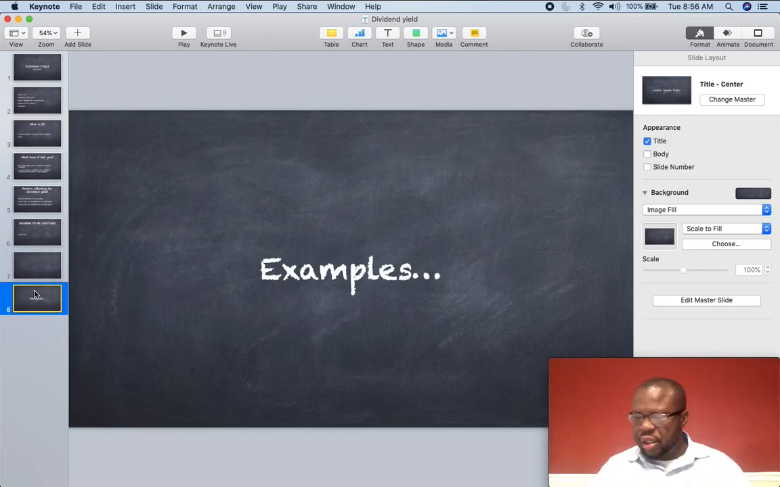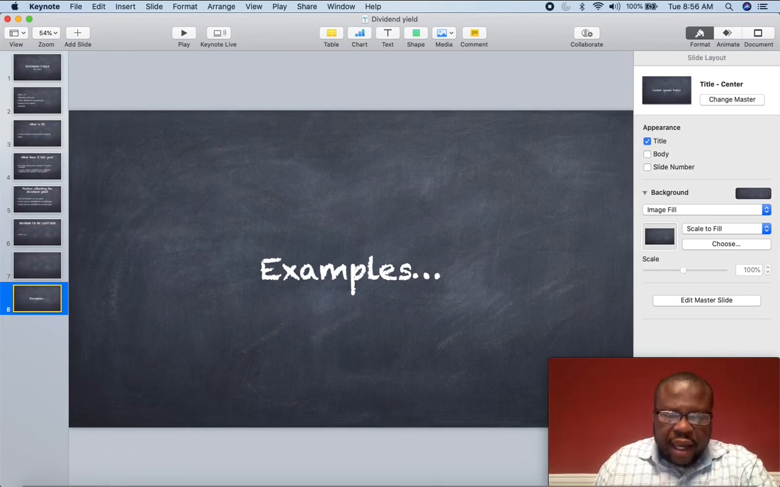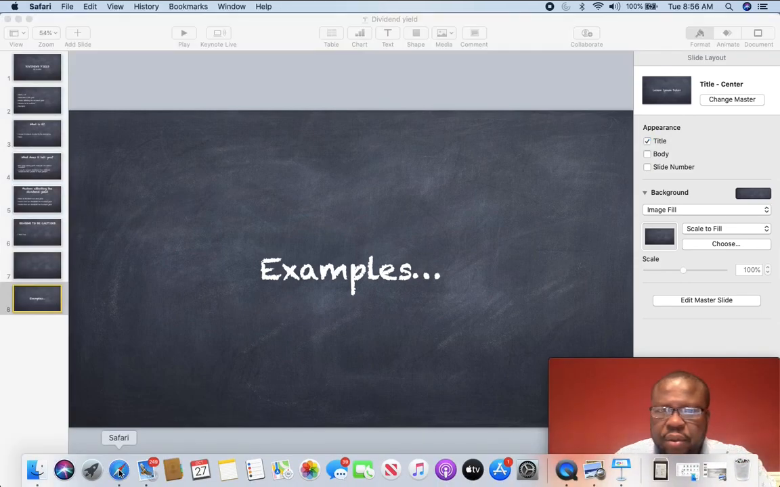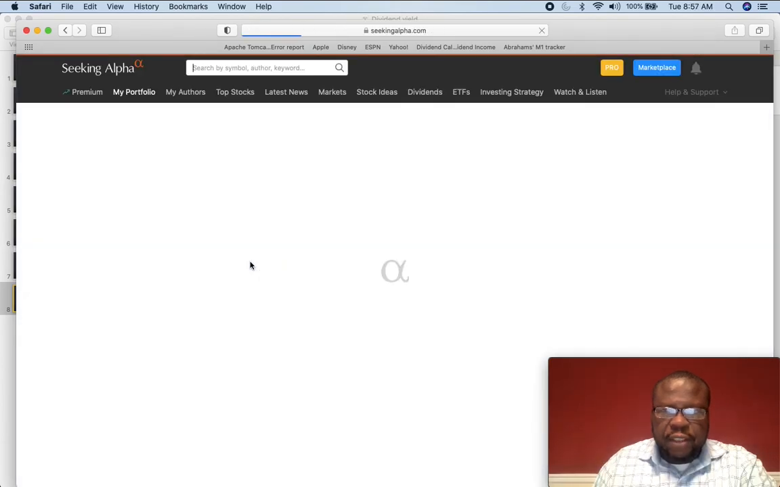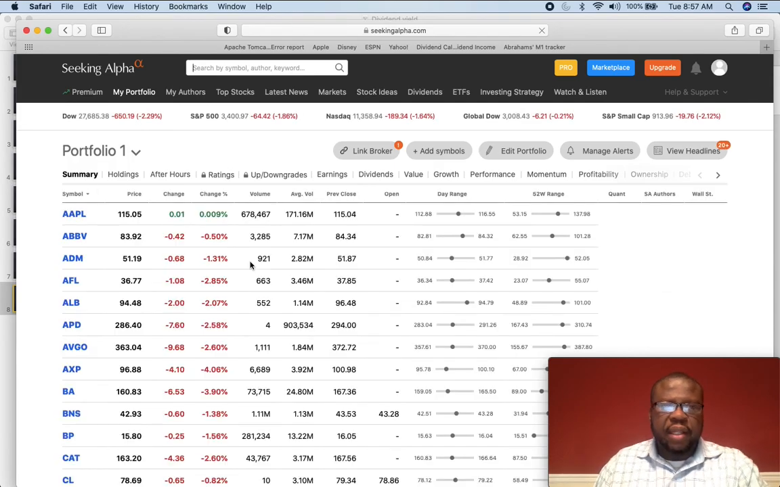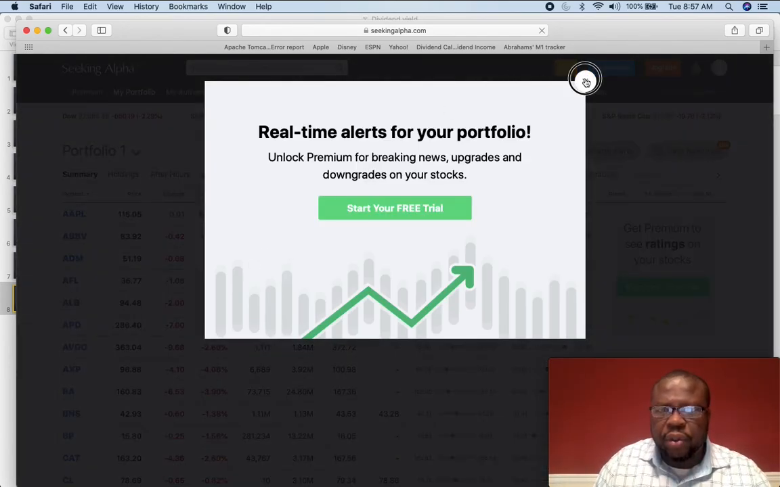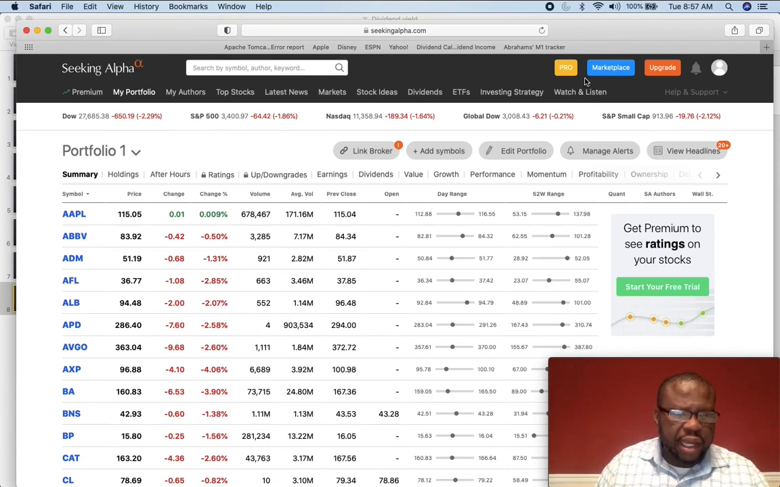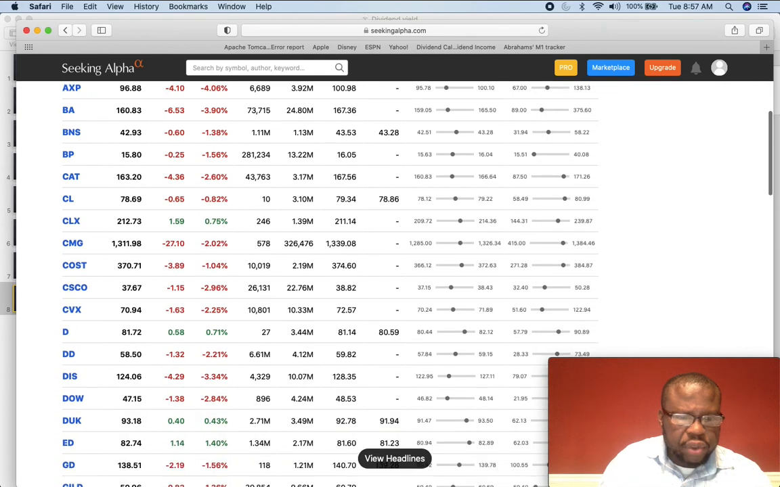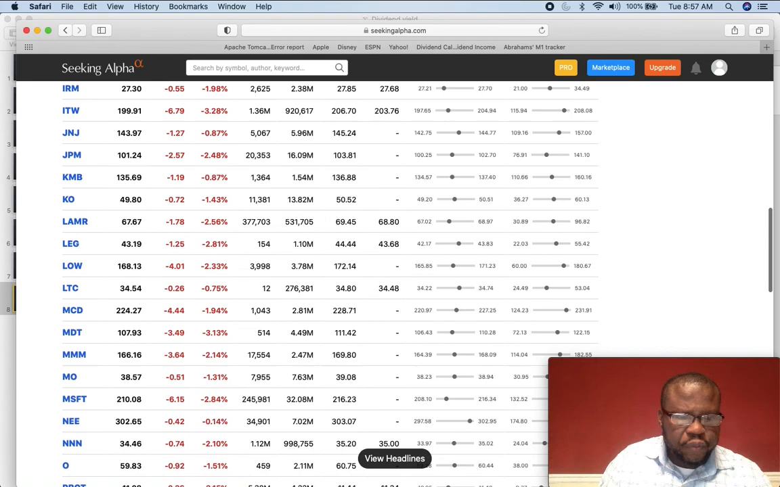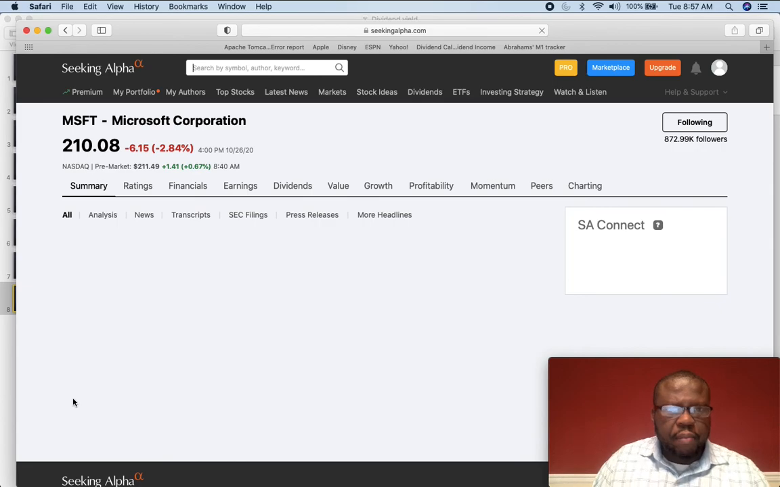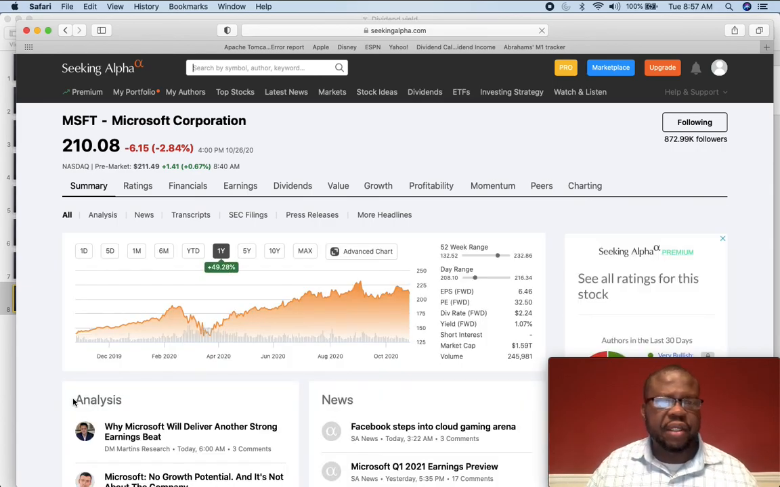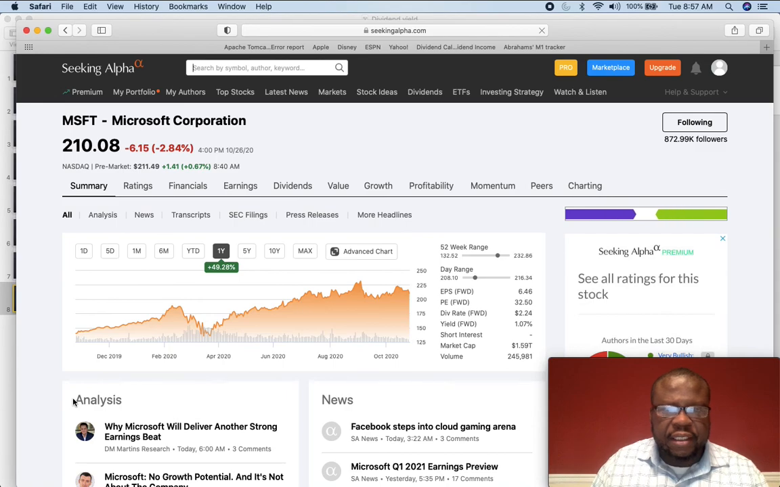Now let's look into a couple of examples, and then we should be done. Okay, let's go back to my Seeking Alpha portfolio. We'll look at 3 examples. Let's go to Microsoft, ticker symbol MSFT, trading at $210.08.